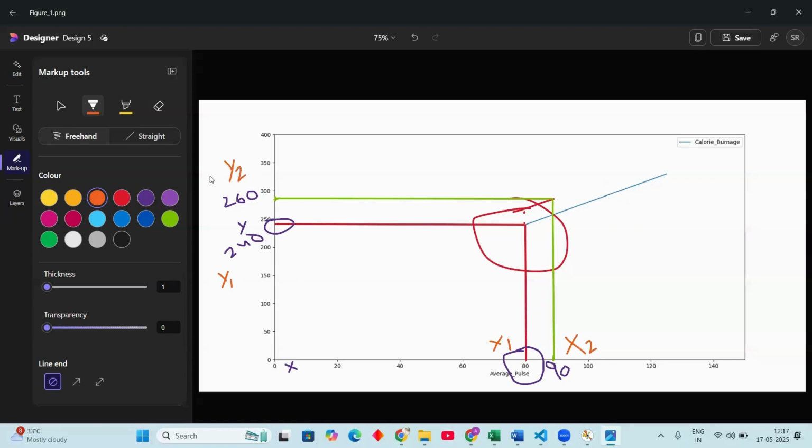Now see, x1 is the first observation of the average pulse, 80. The second observation of the average pulse is x2, 90. Similarly, on the y-axis the first observation in calories burned is 240, and the second observation of calories burned is 260 as y2. So this is the data we want to calculate. Now we want to predict how 2 and 80 will occur.